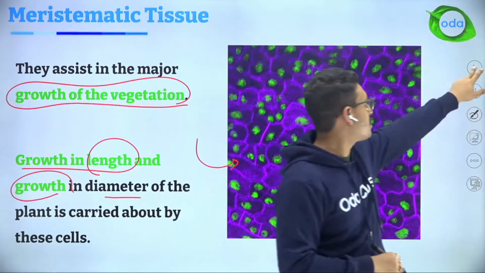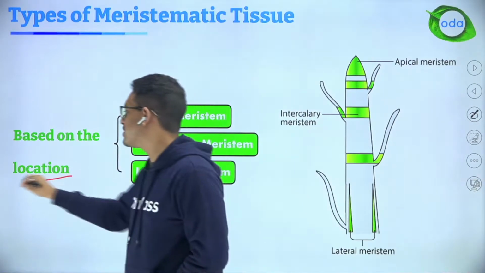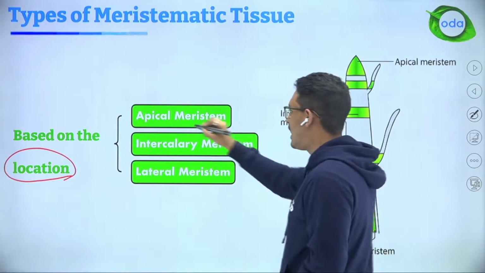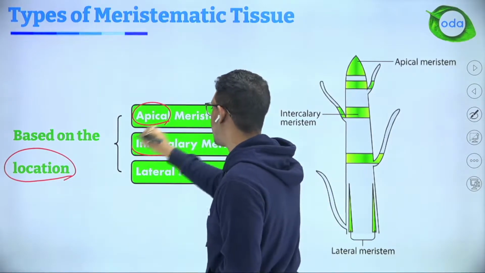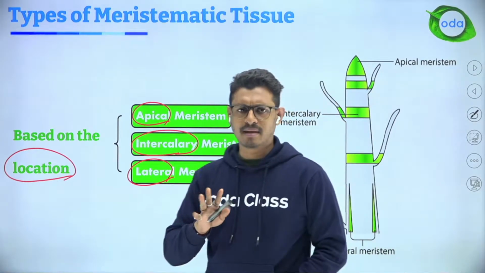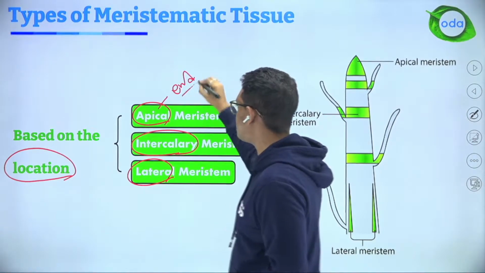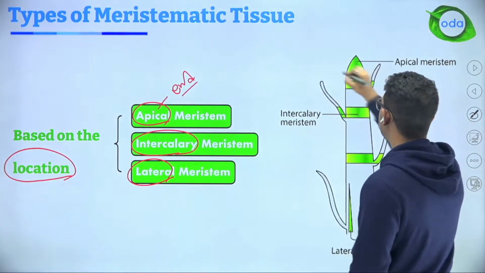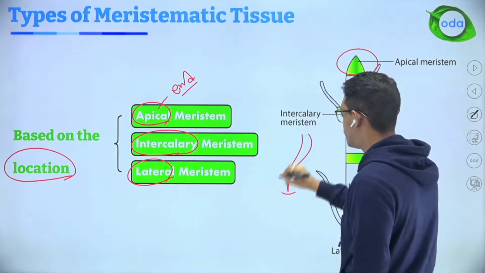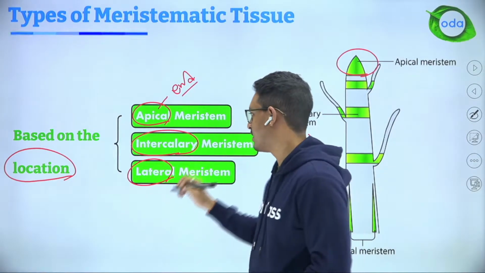Now let's talk about the different types of meristematic tissue that we have. Based on their location in the plant body, there can be three different types of meristematic tissue: apical meristem, intercalary, and lateral. Very easy to remember, by the way. Just go by basic logic. Apical basically means end or terminal. So apical tissue will be mostly found at the tip of your stem or at the tip of your root, the part that has to grow and make longer and longer part of the body.